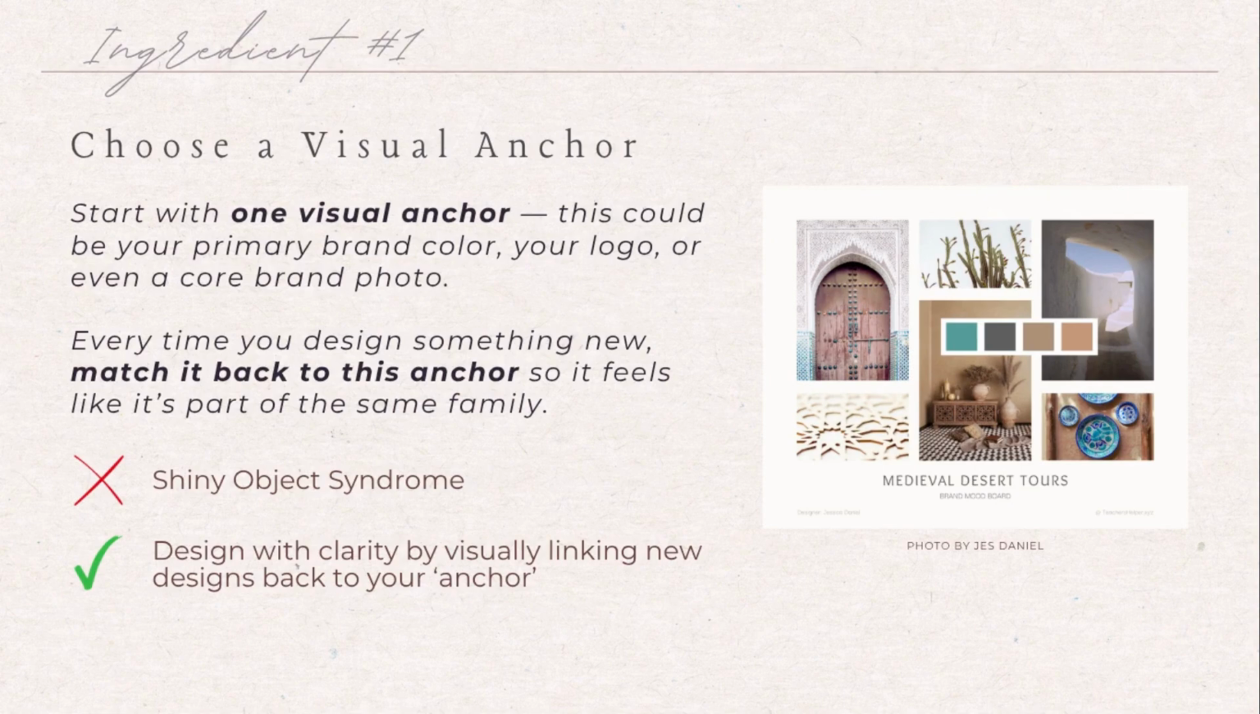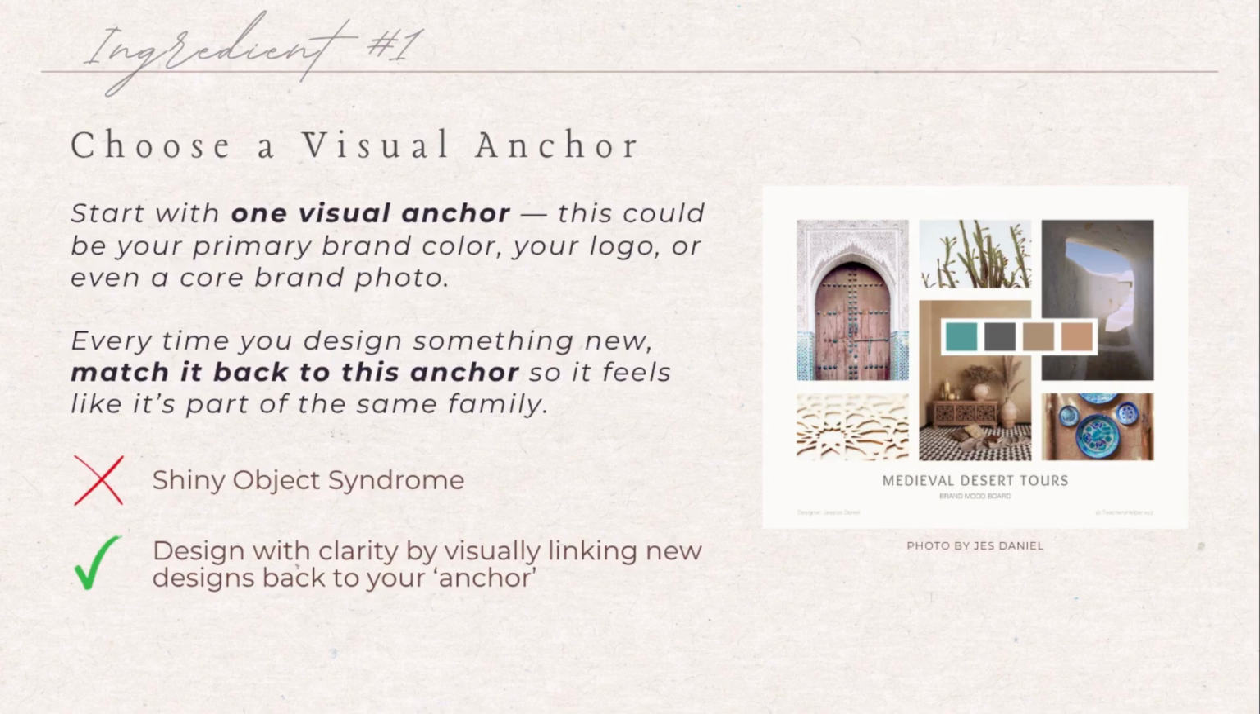So choosing a visual anchor, start with one visual anchor. This could be your primary brand color, your logo, even a core brand photo. And every time you design something new, match it back to this anchor so it feels like it's part of the same family. So resist the urge to have shiny object syndrome. Instead, design with clarity by visually linking new designs back to your anchor.